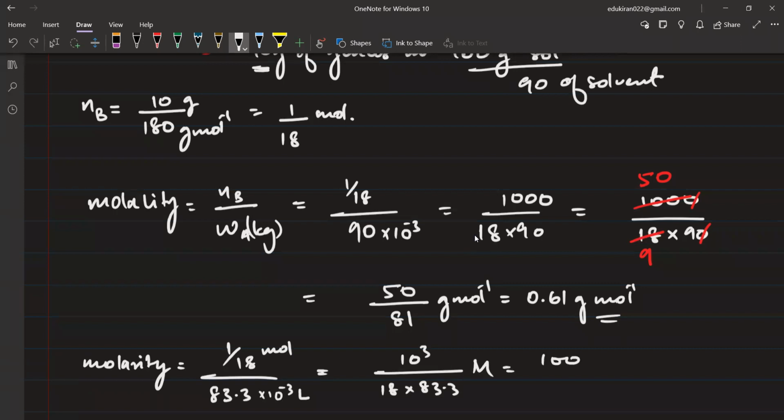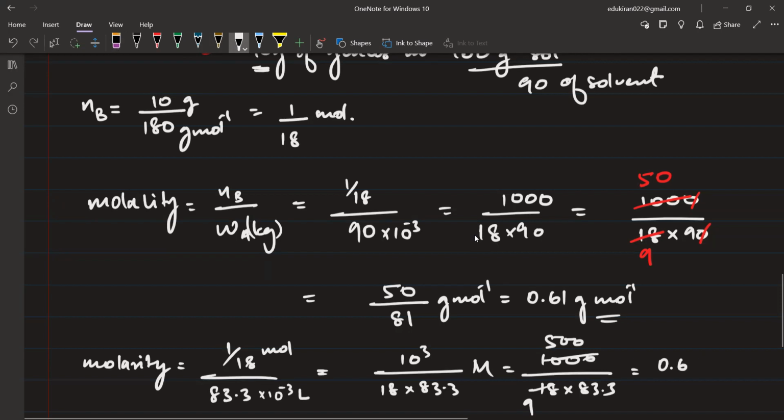So we can write this as 1000 divided by 18 into 83.3. So this will be 500 divided by, this will be 9. And then you can further solve it. You'll get this as 0.618. No, 0.66, I think you will get this as 0.66 molar.